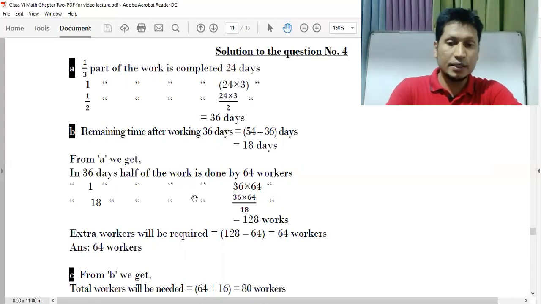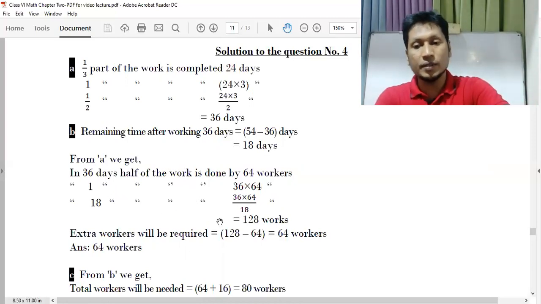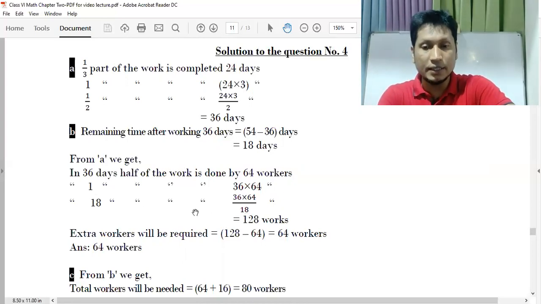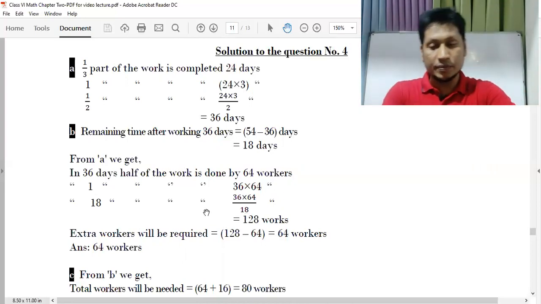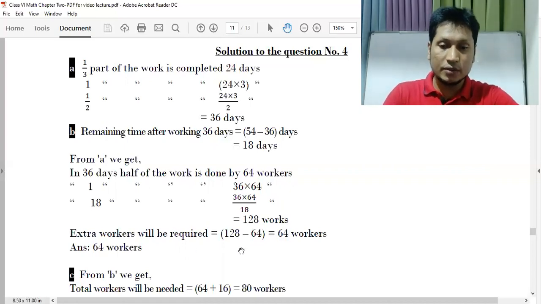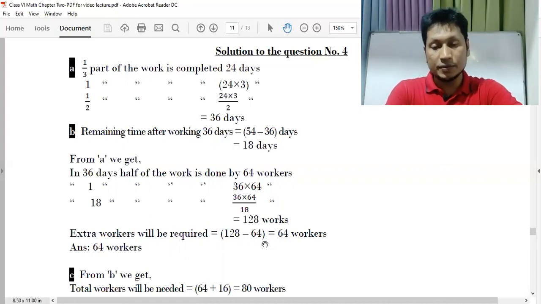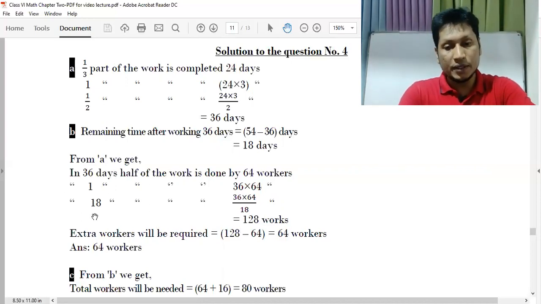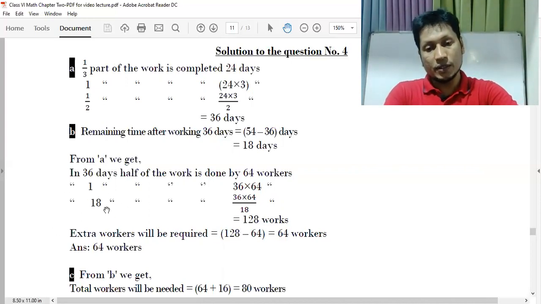So one part was done in 1 day. How much part was done? And in 18 days, how much part was done? In 18 days, the work was done by 128 workers. So extra workers will be what? 128 minus 64, because to do the work in fixed time, that is in 18 days, if they want to complete the work, then 128 workers are needed.